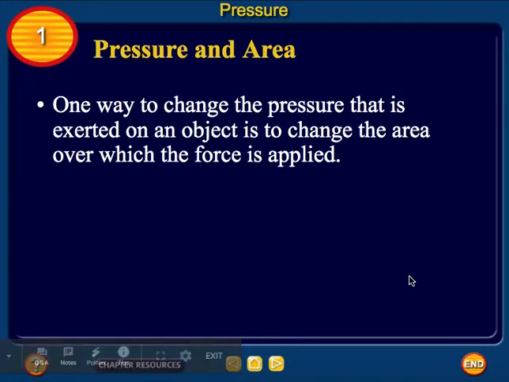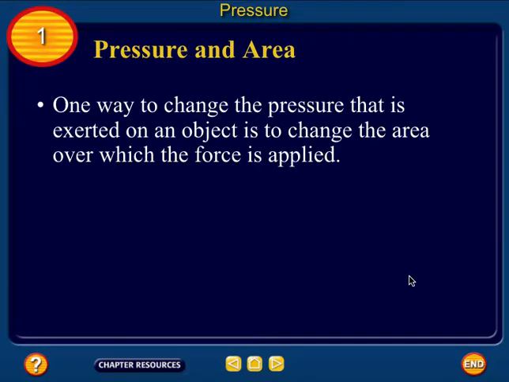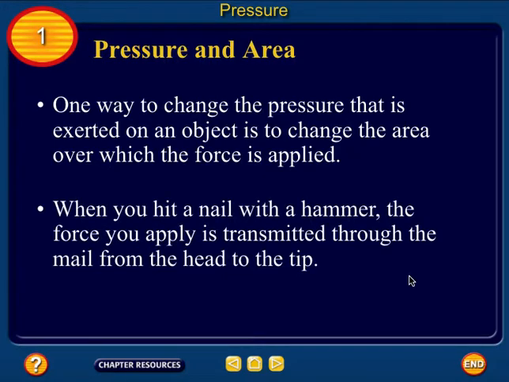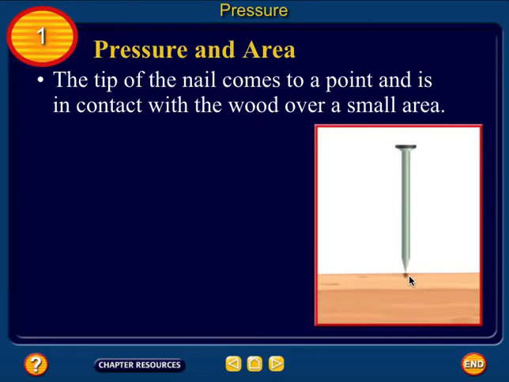One way to change the pressure that is exerted on an object is to change the area over which it is applied. When you hit a nail, for example, with a hammer, the force you applied is transmitted through the nail from the head to the tip. The tip of the nail comes to a point and is in contact with the wood over a small area.